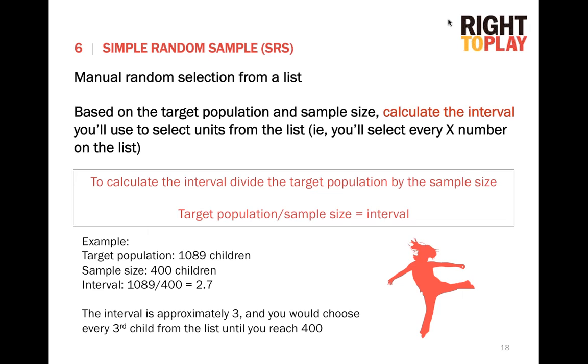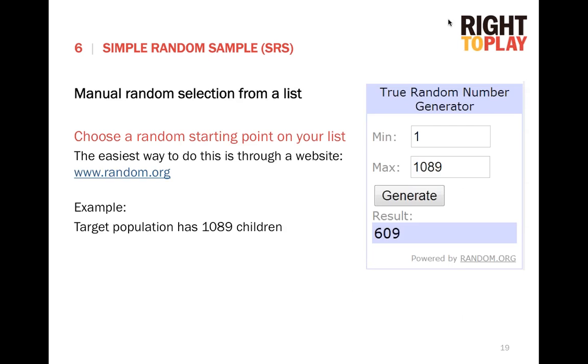And of course, 2.7 is not an easy number to use to choose names from a list. So you just round up. And so the interval is approximately 3. And then you would choose every third child from the list until you reach 400.